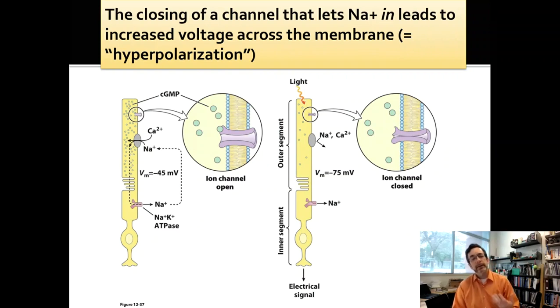So the main thing here is this actually shows the sodium-potassium ATPase. And so the sodium-potassium ATPase means that you have the cGMP. When the cGMP is taken away, the door is closed, you move from the left to the right, and the voltage goes up from negative 45 millivolts when you start to negative 75 millivolts, because you no longer have the sodium and calcium flowing in down their concentration gradient.